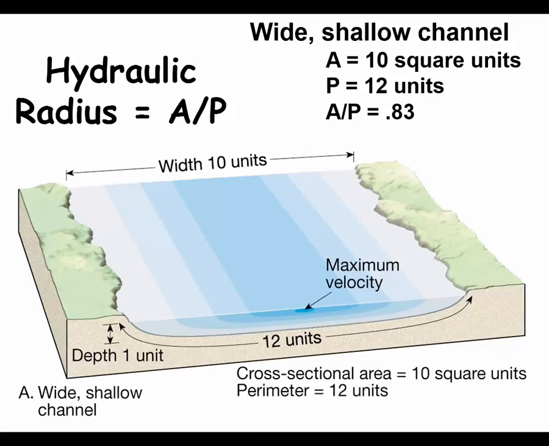The hydraulic radius, the efficiency of the channel cross-section, is the cross-sectional area divided by the wetted perimeter. And the wetted perimeter is that portion of the perimeter that is in contact with the water during bank full discharge, or when the channel is full. So here we've got a river that's got 10 cross-sectional units. Let's say 10 square meters, little channel. And it's a wide and shallow channel. So it's got a hydraulic radius of 0.83.